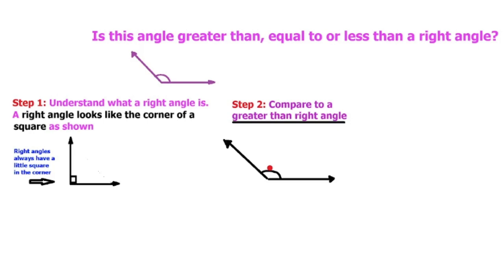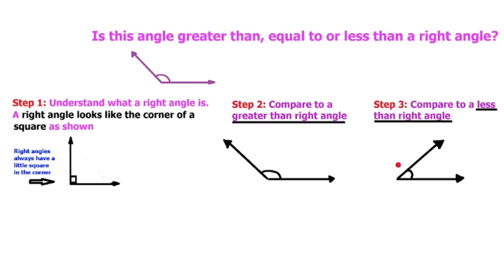Now compare to a less than right angle. So this is less than a right angle. So again, if you can picture the right angle on top here, so this angle is less than the right angle.